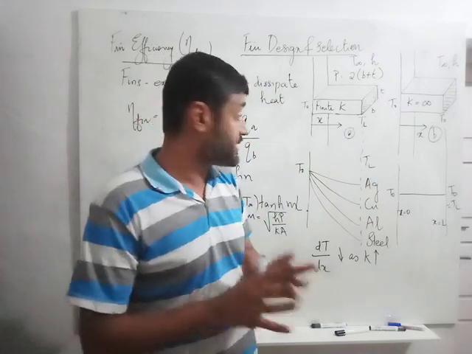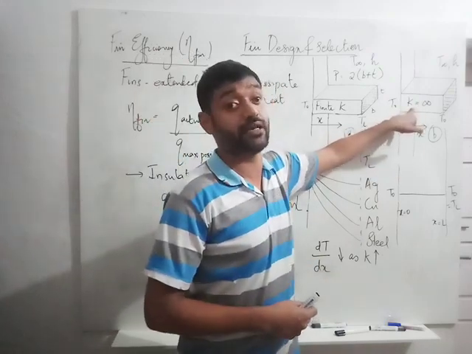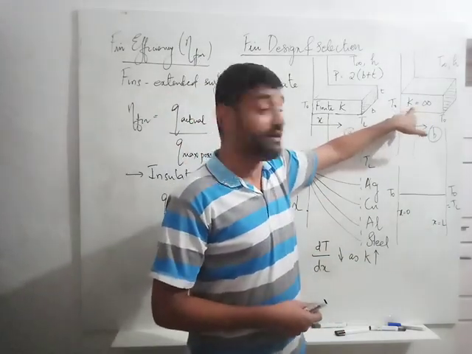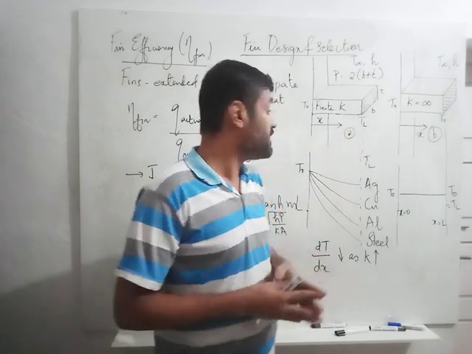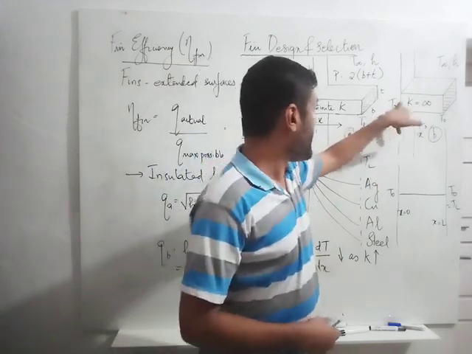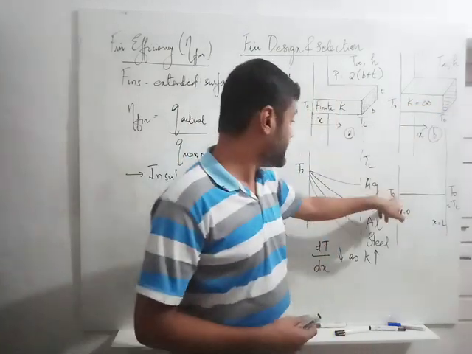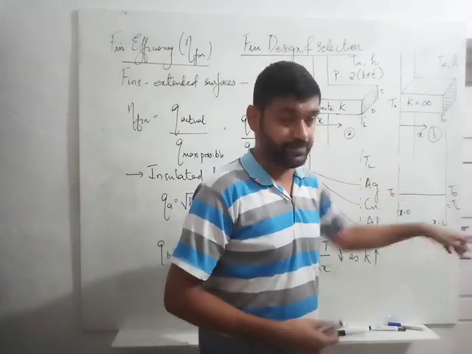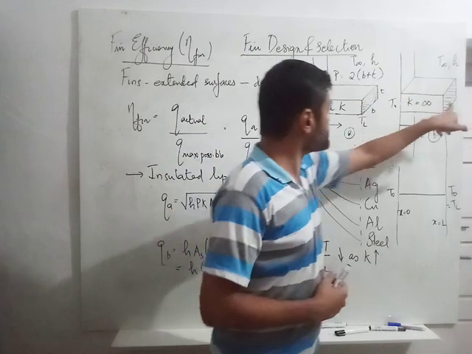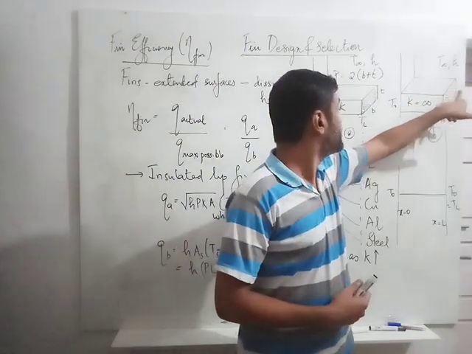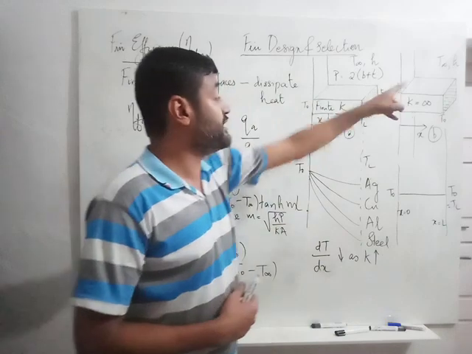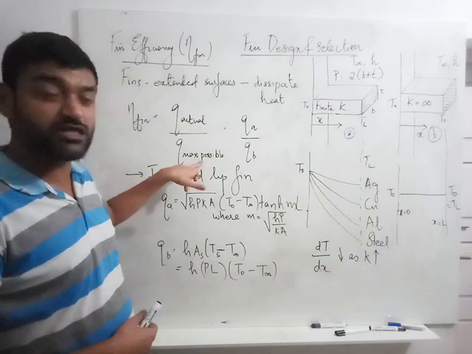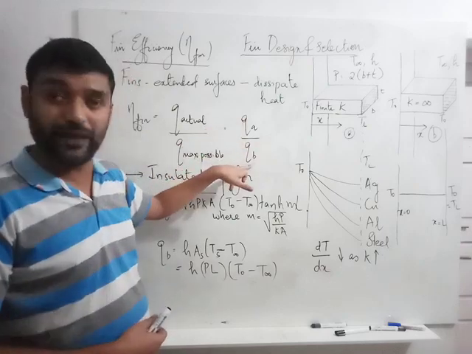I am using the term hypothetical because no material has an infinite thermal conductivity. I have taken a hypothetical case where the thermal conductivity of the material is infinite, which means that the temperature at the root as well as the tip, they are equal and they are equal to T0. That is, at x equal to 0 and x equal to L, the temperature is T0. Now I have taken the same assumption here, that is the tip of the fin does not transfer heat, or in other words, the fin tip is insulated. Now as per definition, Q actual upon Qmax possible is nothing but the ratio of QA by QB.